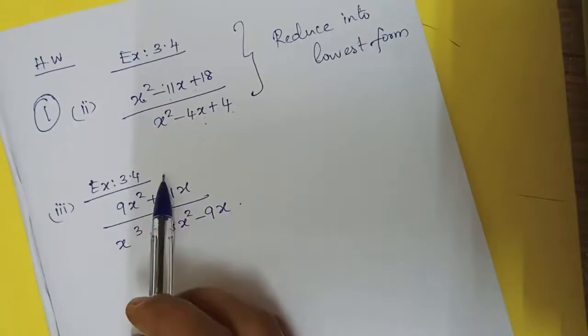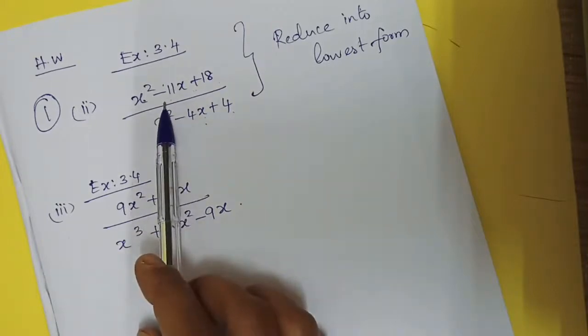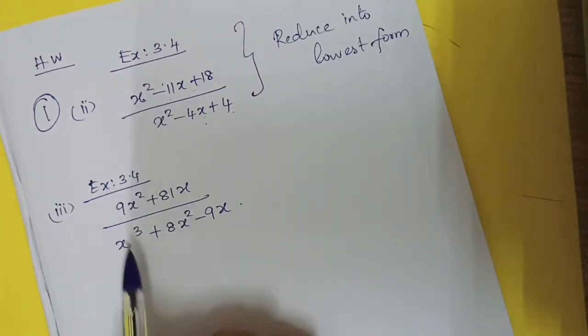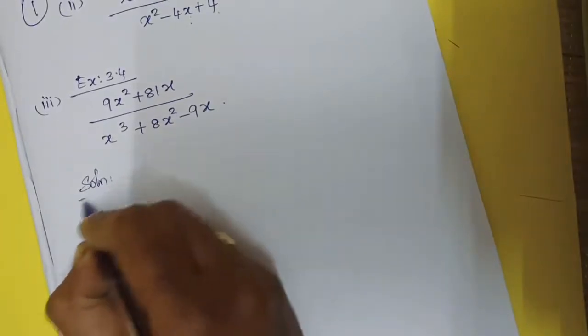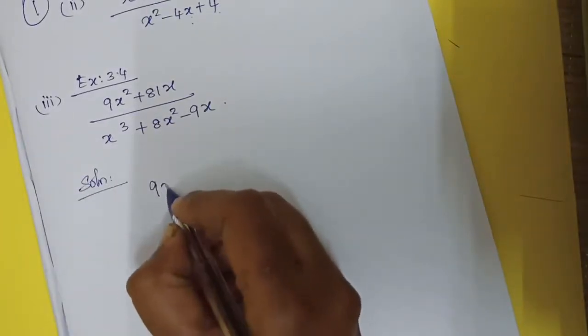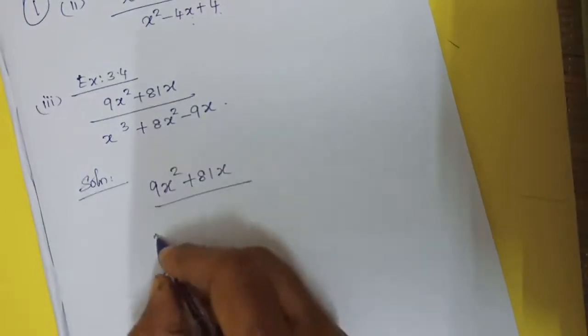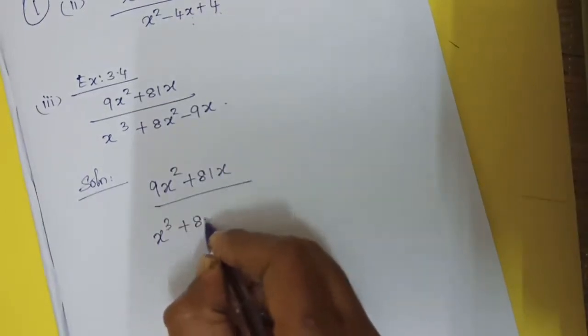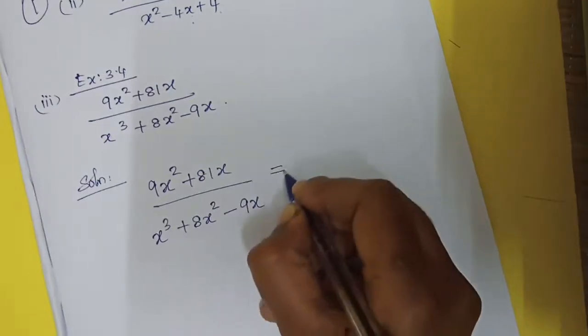Now the same exercise, third problem. The first problem we finished, the second problem is the homework, and the third problem we are going to do now. Listen, this is also a very simple problem. (9x² + 81x)/(x³ + 8x² − 9x), which is equal to.